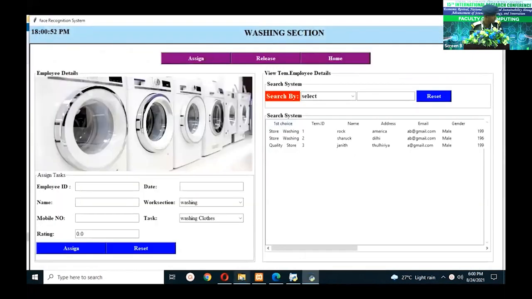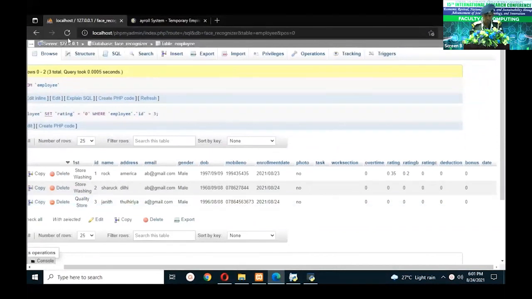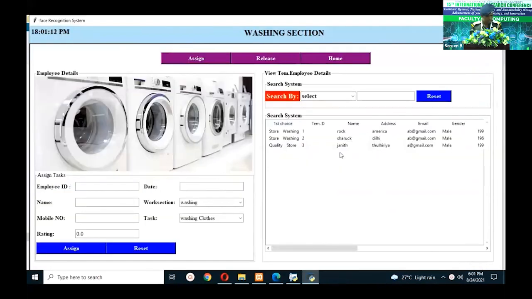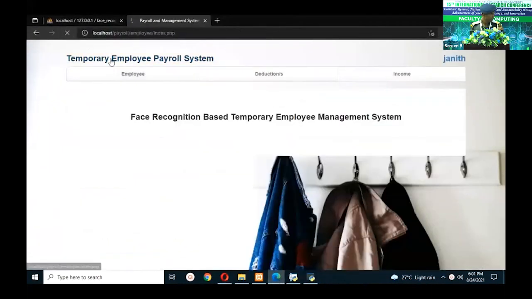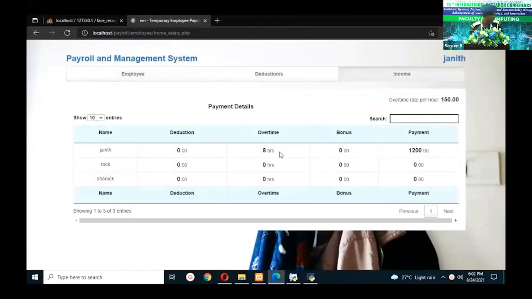The web-based system mainly focuses on temporary employee management. Temporary employees can register for the company using this web-based system. They can also see their payroll, tasks, and section. The main thing is that they can get their salaries day by day, whereas permanent employees can only get their salaries per month. Especially for temporary employees, salaries are paid day by day.